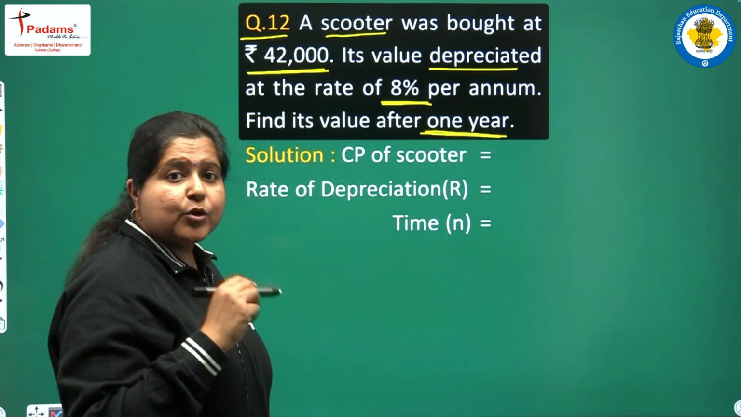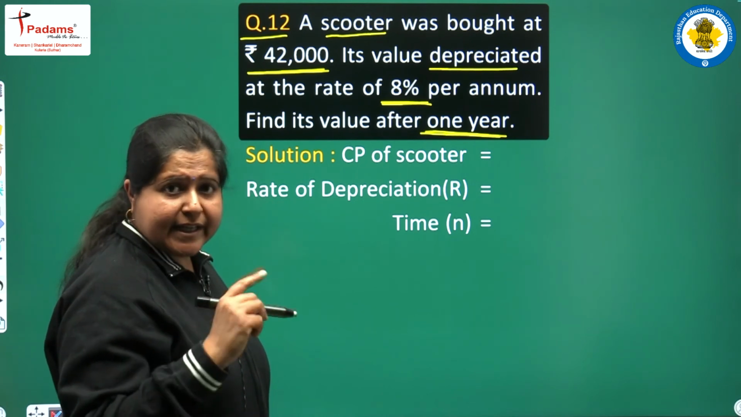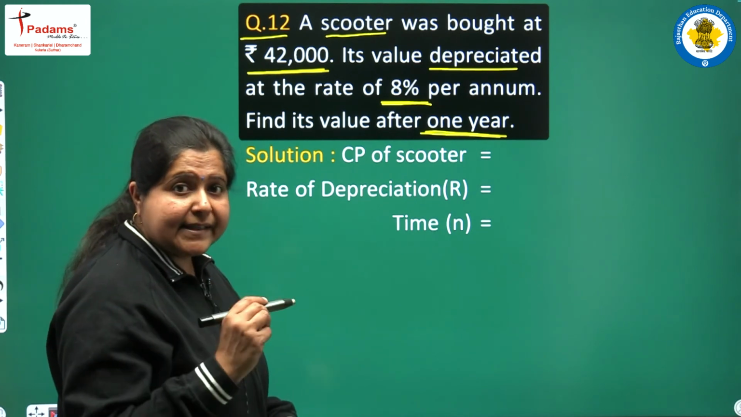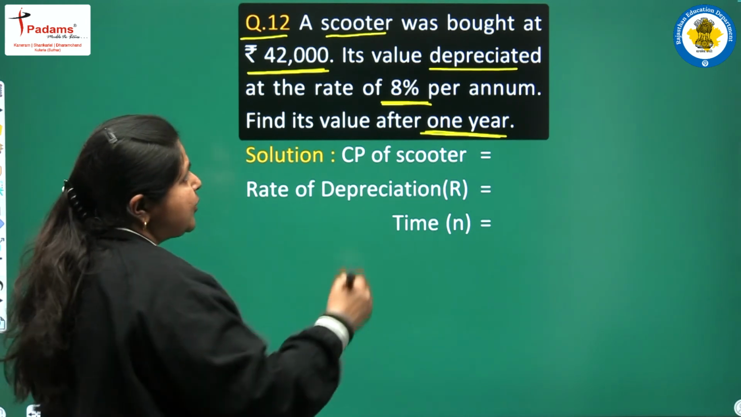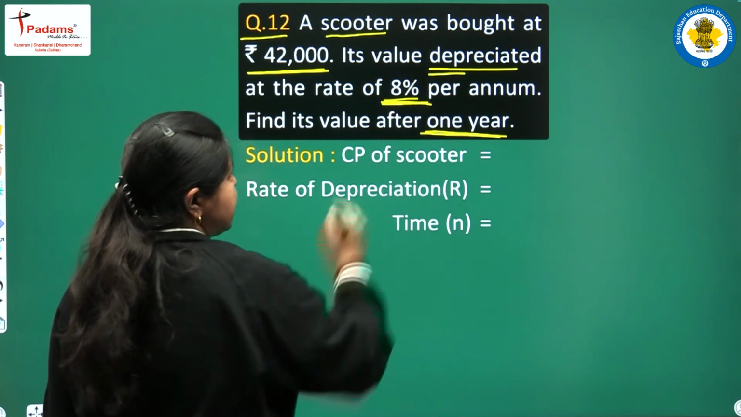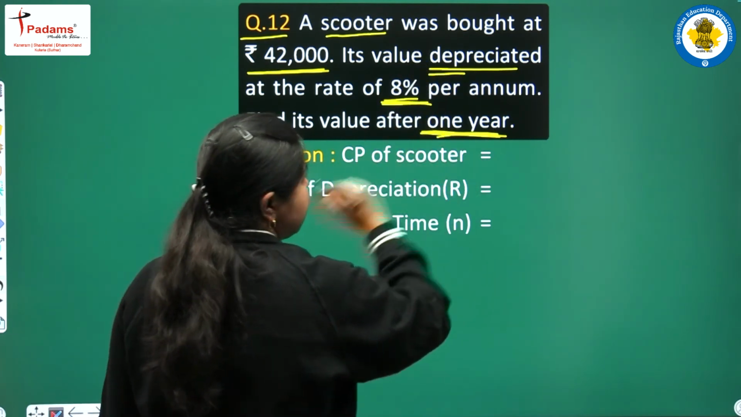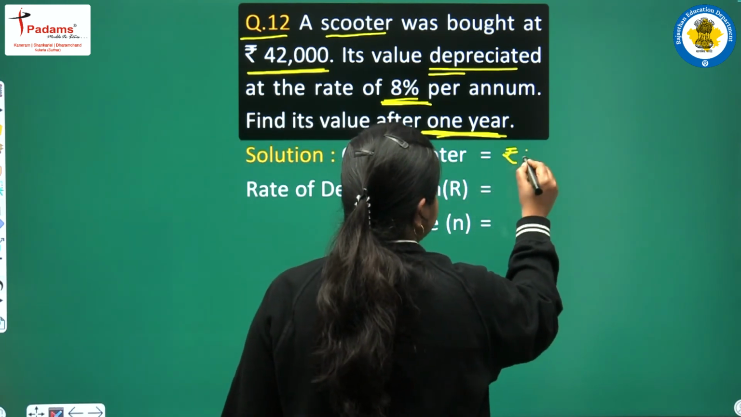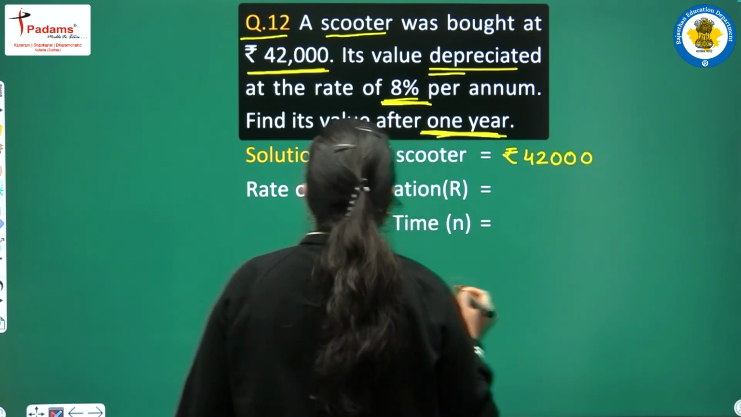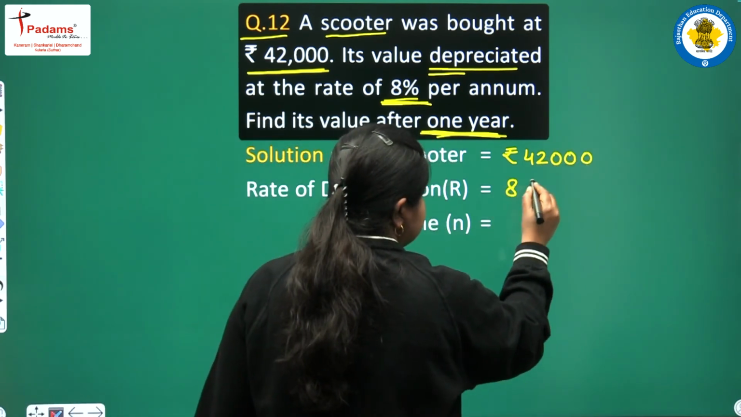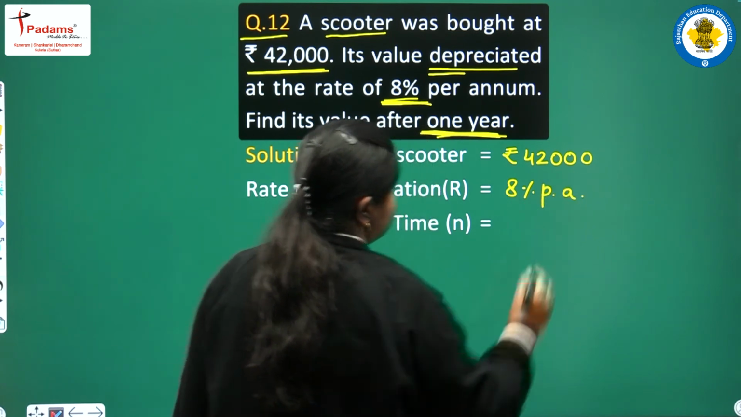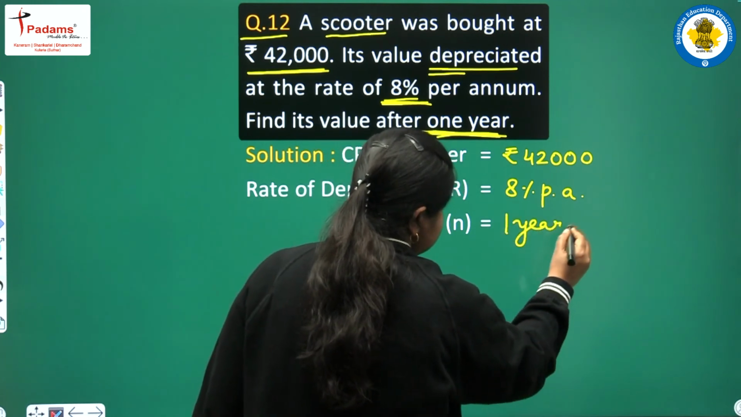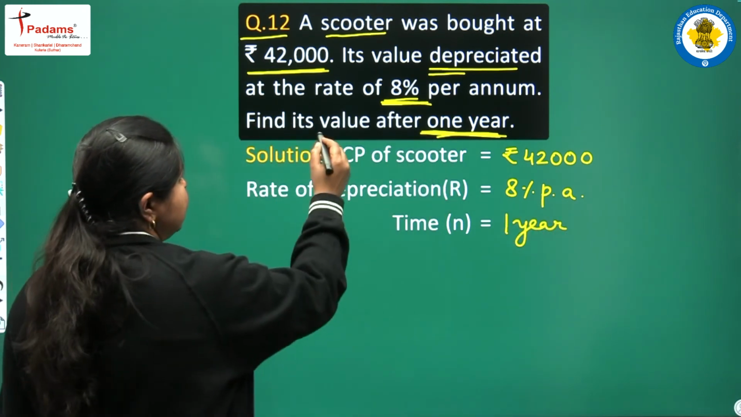So in such cases also we can use the formula for compound interest. This is an application of it. And this time, because the value is decreasing, we will take the rate as minus. We will not put plus this time, we will put minus because the value is depreciating. The rate is 8% and we have to find the value after 1 year. So let us begin. Cost price of scooter is rupees 42,000 as given in the question. Rate of depreciation is 8% per annum for the full year. Then the time is 1 year. Now we need to find the value of the scooter after 1 year.